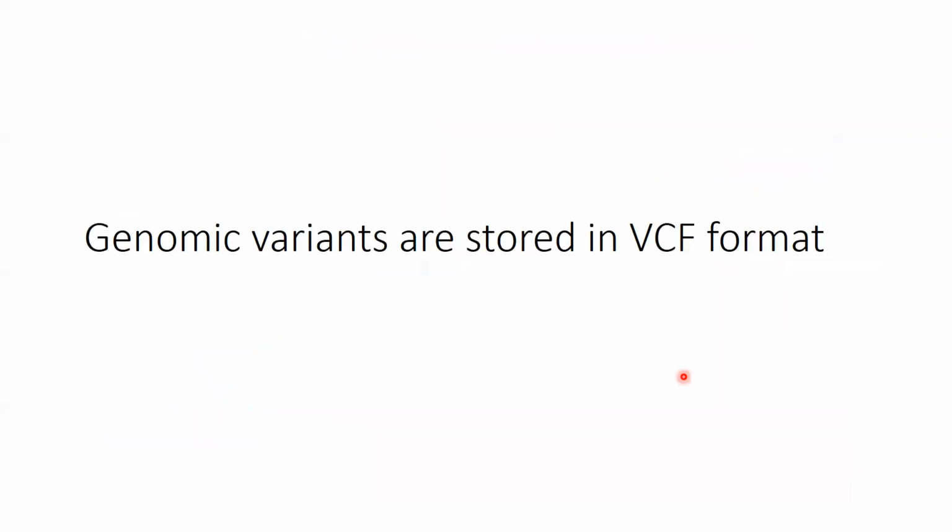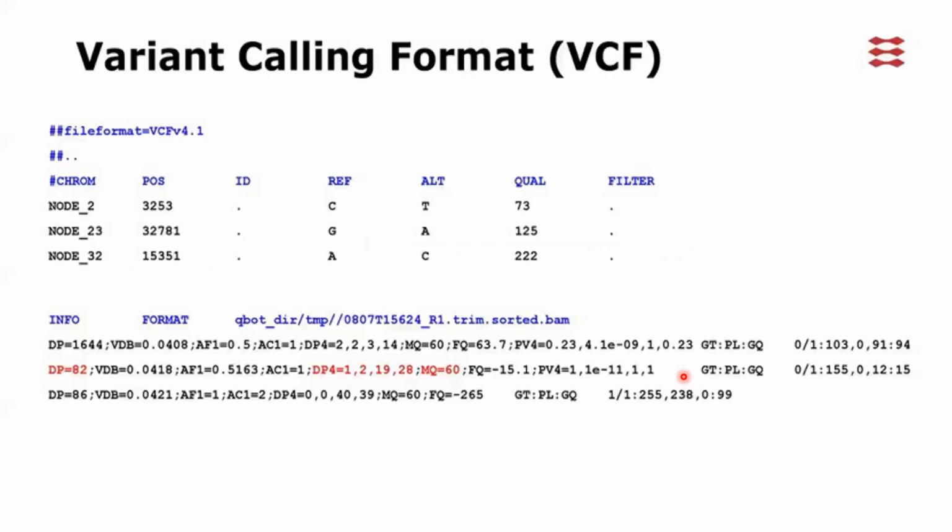So I said raw sequences are stored in FASTQ files, aligned reads to the reference genome are stored in BAM files, and genomic variants are stored in VCF files. VCF stands for variant calling format. These files are usually a little bit smaller than BAMs and FASTQs because they do not contain the information for the complete genome. Typically, they only contain the variants, so only those positions for which there is a difference between our genome and the reference.